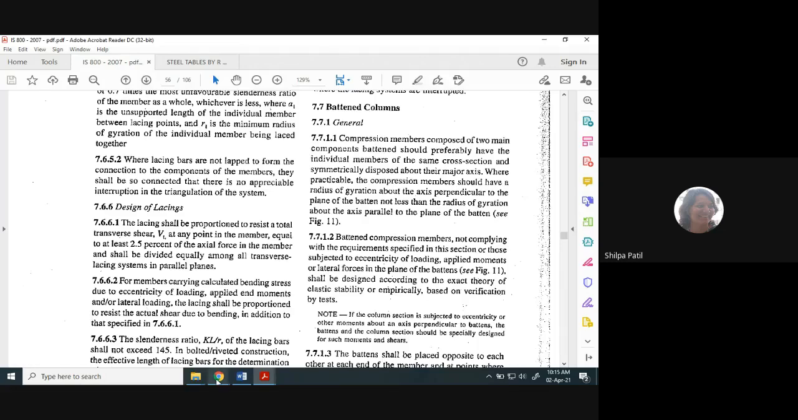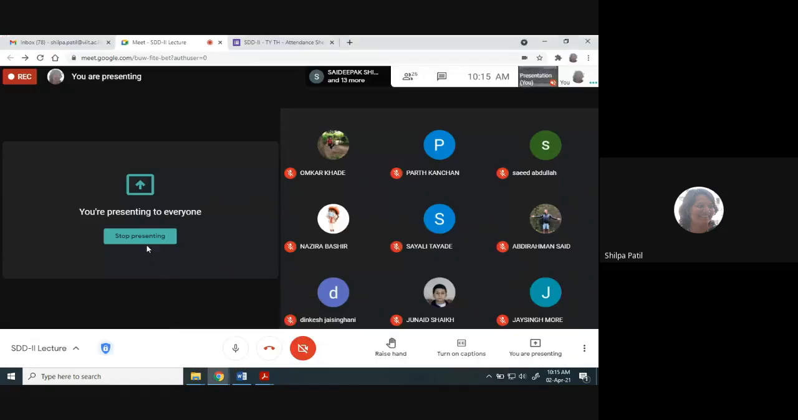Okay guys, so this is about the concept of built up column. Detailed design is not included in your syllabus, so I just wanted to explain the concept here. So we'll stop here today, and in the next lecture we will start with your third unit, that is design of beams.